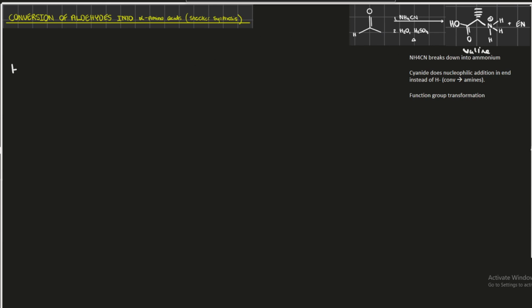It's really simple. If you look at the previous playlist about all the reactions with NH4, it's really the same thing. NH4 is going to dissociate from CN, and we're going to have ammonium, right here, with a plus. Then we're going to activate the carbonyl, so just acid-base.